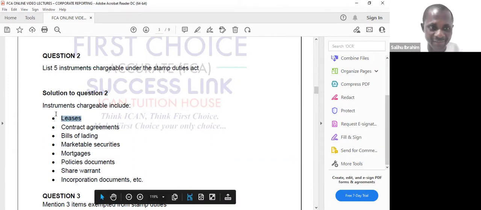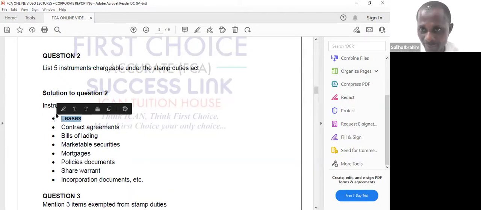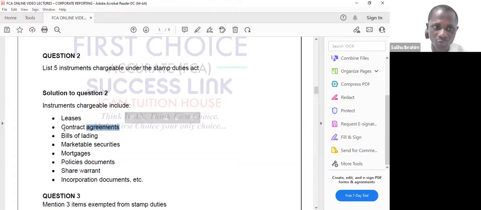Number 1 is leases. You know what a lease is? When you lease equipment or property from the lessor, you want to use that property for a fee in return to the lessor. That is a lease. It means you are entering into an agreement. That lease agreement is expected to be stamped. Number 2, contract agreements.